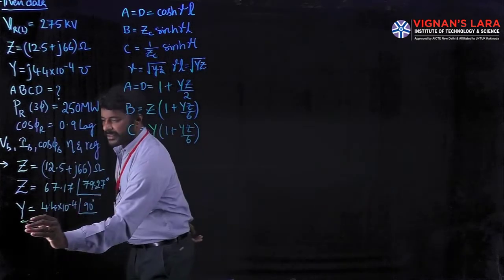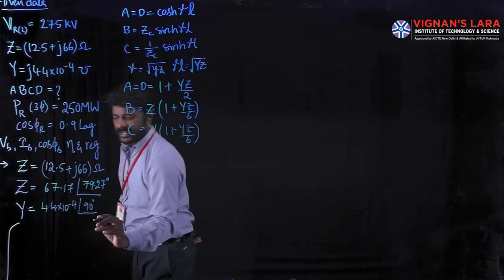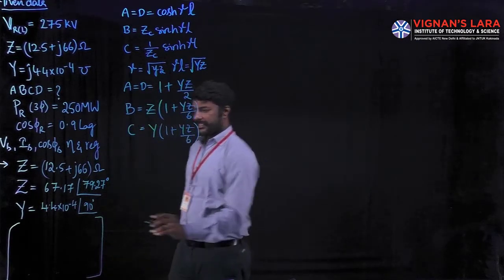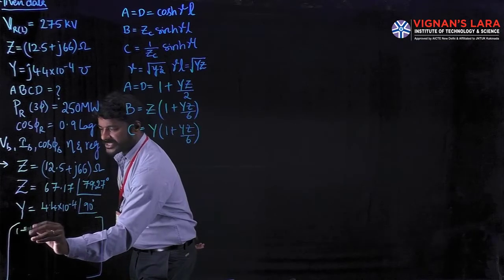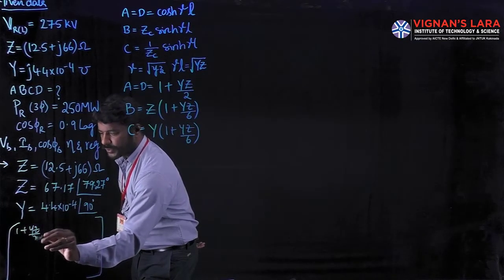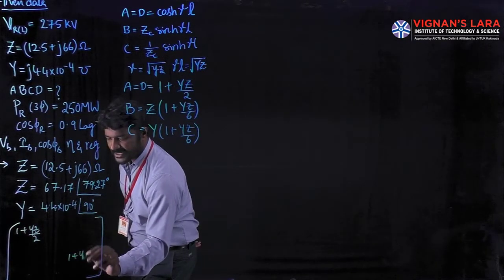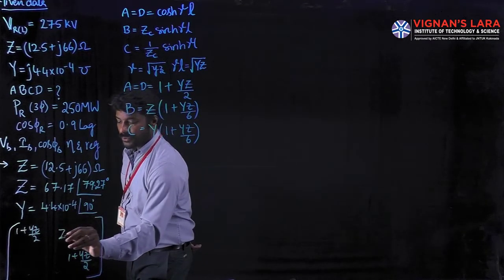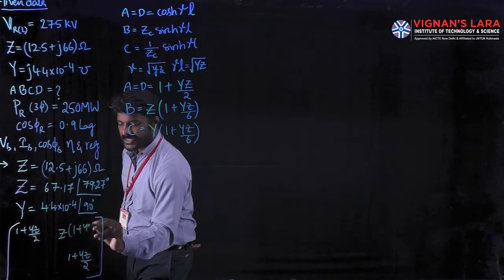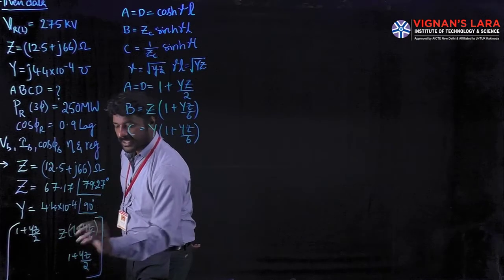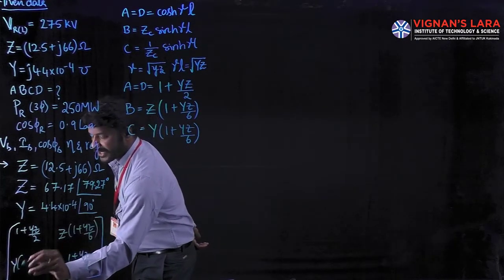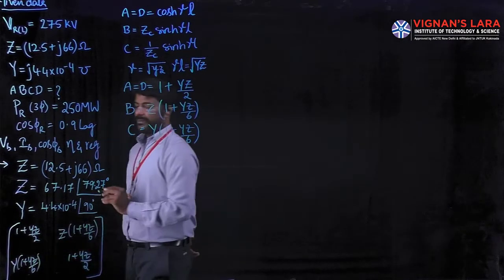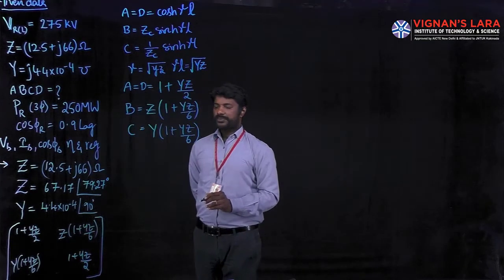Then I am rewriting the ABCD constants here to have an overview. A is equal to D, which is equal to 1 plus YZ by 2. Here also it is 1 plus YZ by 2. And B is equal to capital Z into 1 plus YZ by 6. C is equal to capital Y into 1 plus YZ by 6. We should not forget these formulas, which are very handy for doing this problem.